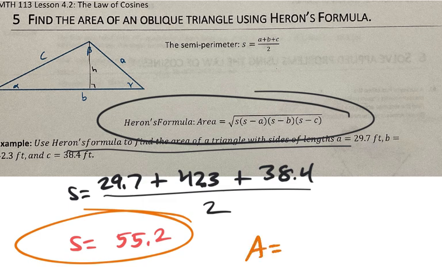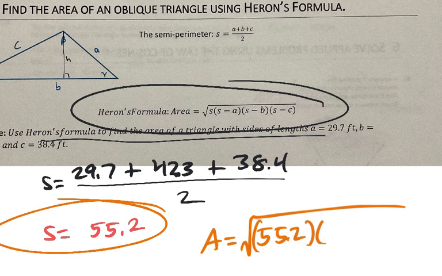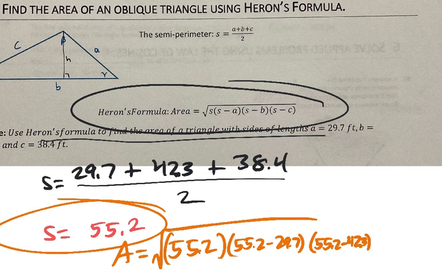So the area is equal to the square root of S times S minus A times S minus B times S minus C.